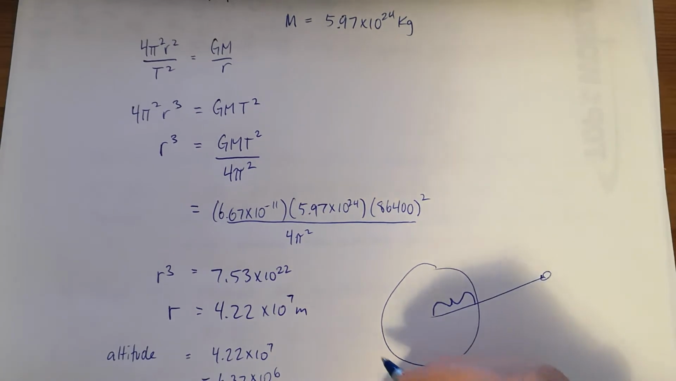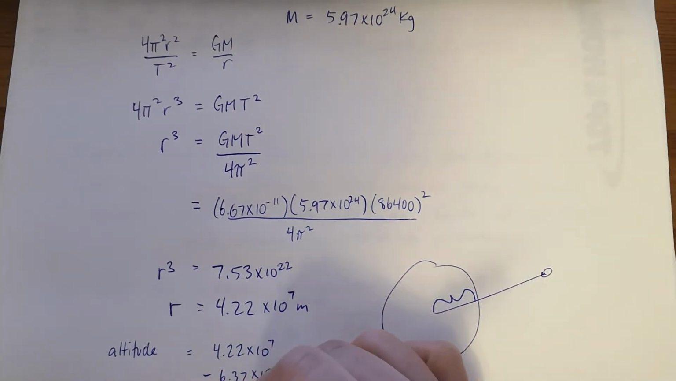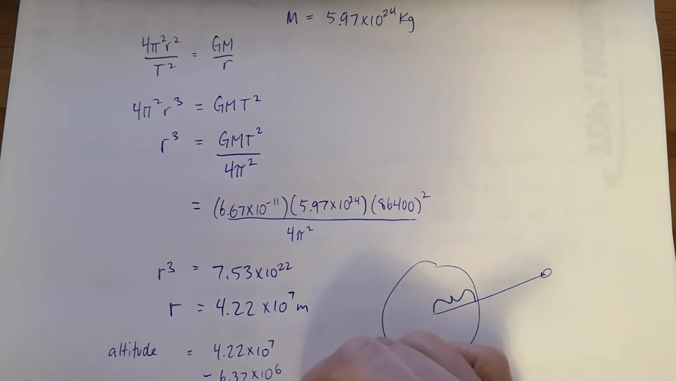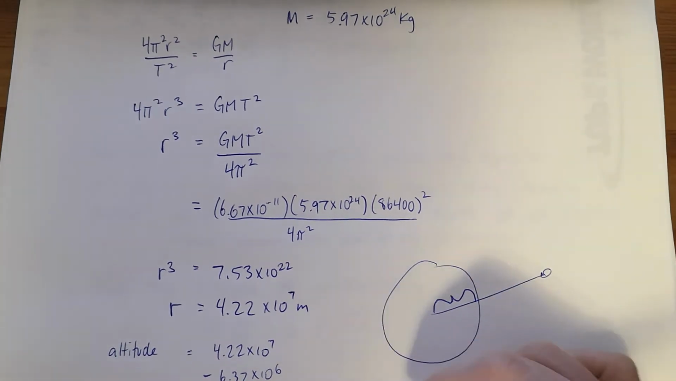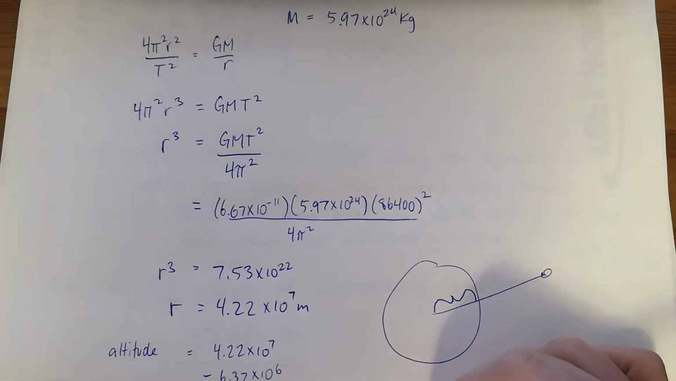So its altitude is 3.59 times 10 to the 7 meters. Okay, just for scale, that's what, 35,900 kilometers.